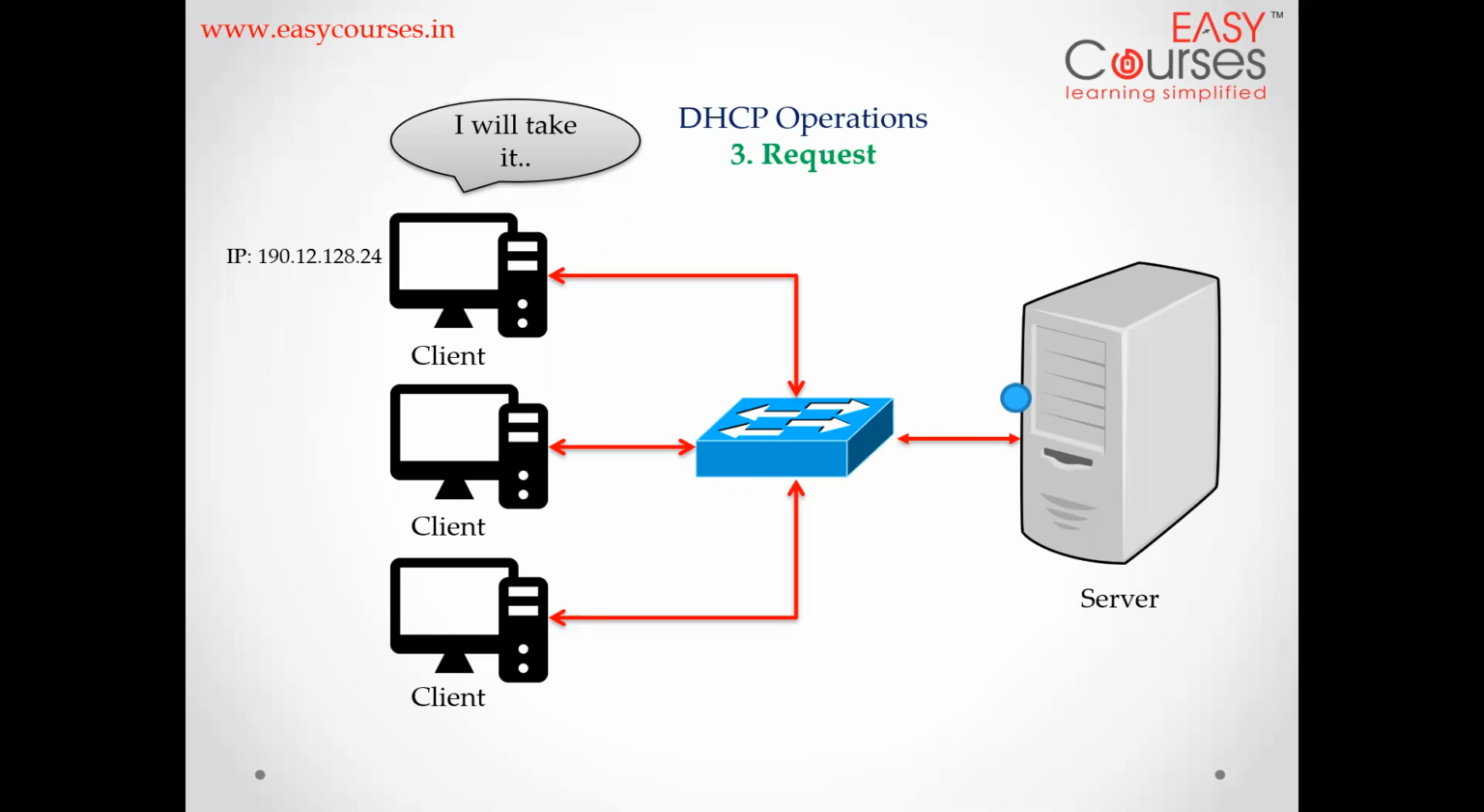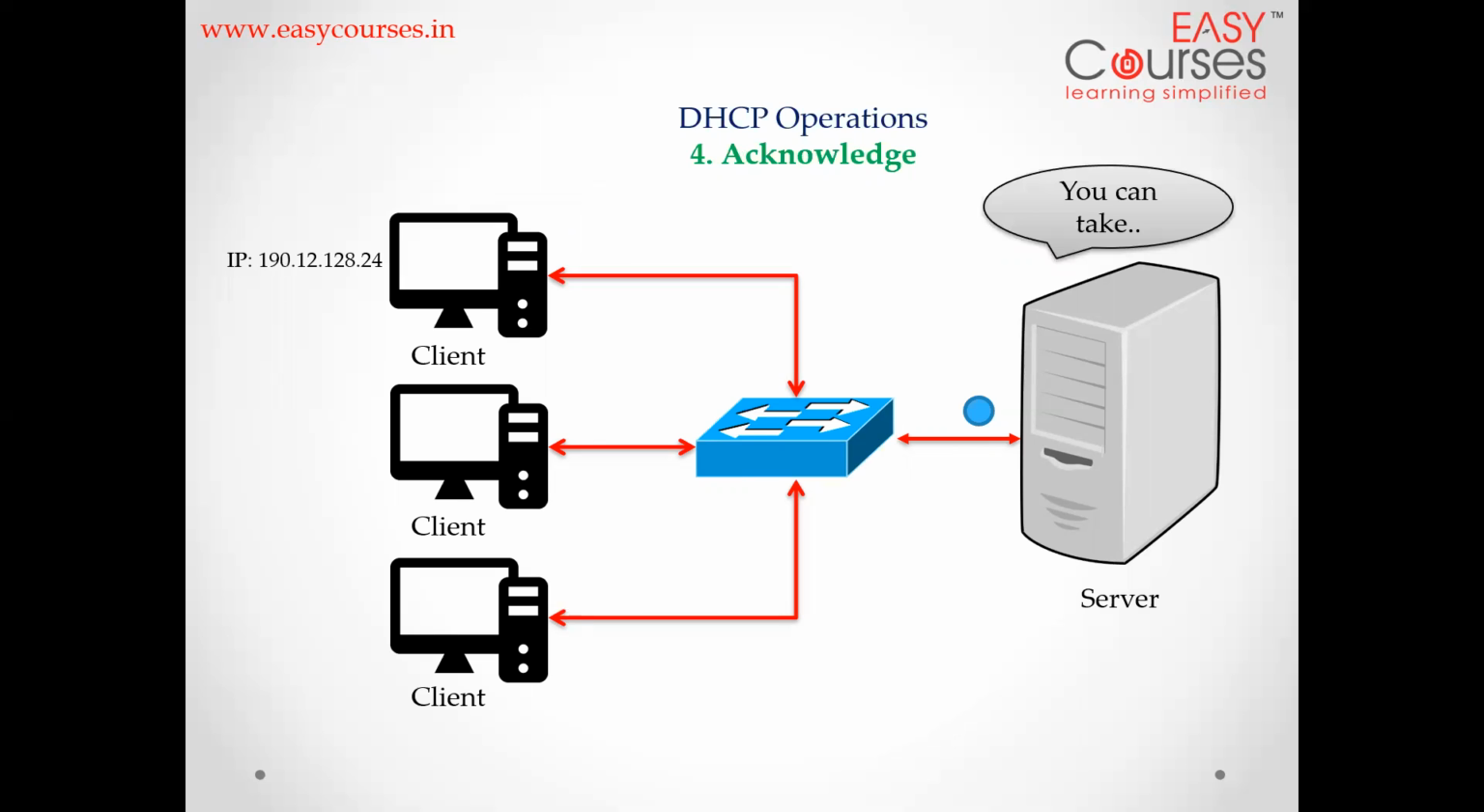The last phase is the acknowledgement phase. The server machine, on receipt of the client request, acknowledges the client machine to take the IP address on lease. So these are the operations of DHCP, where the client first discovers the DHCP server. Next, the server machine offers an IP address. Third, the client requests the server machine to block that particular IP. Fourth, the server acknowledges the client machine to take that particular IP address on a lease. So this is the entire process of DHCP.